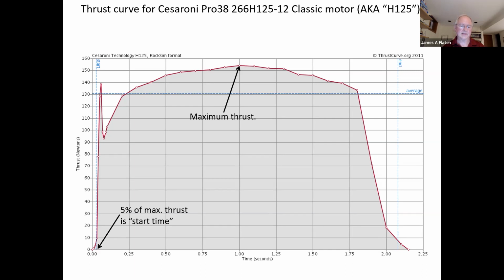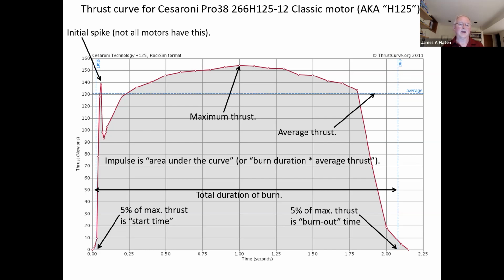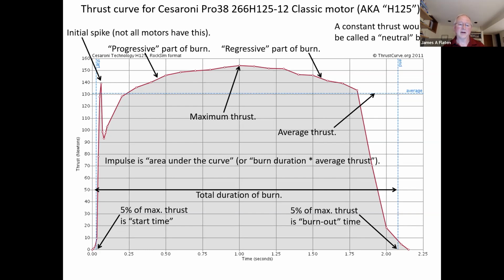There's maximum thrust, there's the 5% start time, the 5% end time, or the burnout time. And so the total duration of the burn is between those two. Average thrust will be this line. Impulse is the area under the curve, or burn duration times average thrust is another way to calculate it. There's the initial spike. Not all motors will have that. A progressive motor or a progressive part of the burn is when the thrust is increasing with time. Regressive is when thrust is decreasing with time. And if you had something where the thrust didn't change at all with time, we would call that a neutral burn. Okay, so here's some vocabulary.